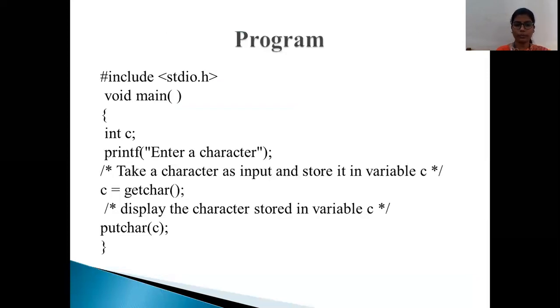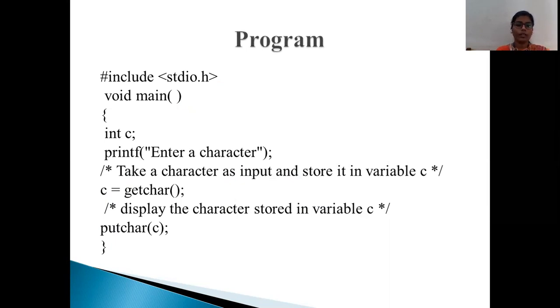Here we define one program which includes the getchar function and the putchar function. Our first step is including the header file stdio.h, next the main function, curly bracket open. Here we define variable c of data type integer. In printf, Enter a character. Here we take a character as an input and store it in variable c.